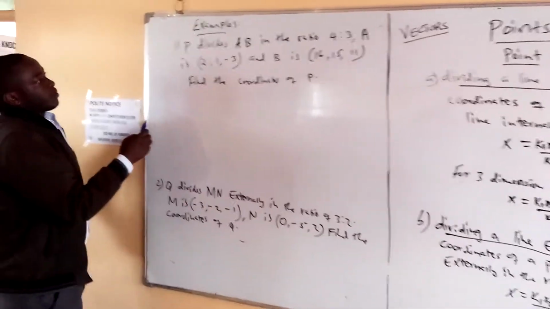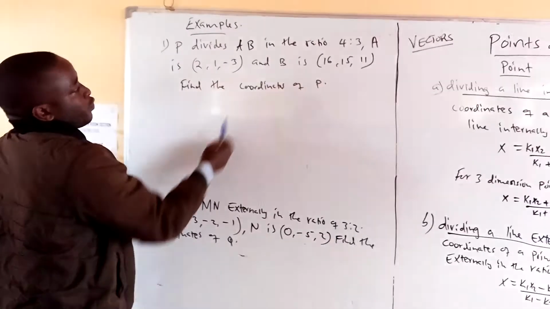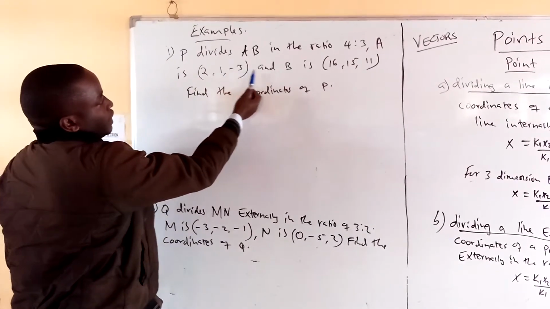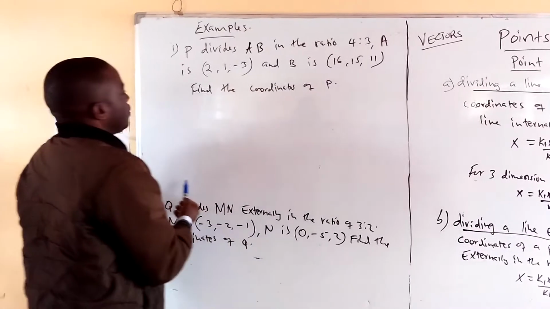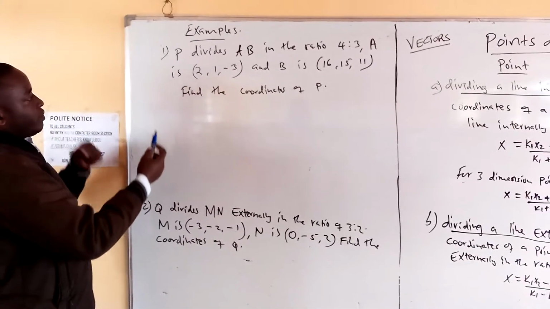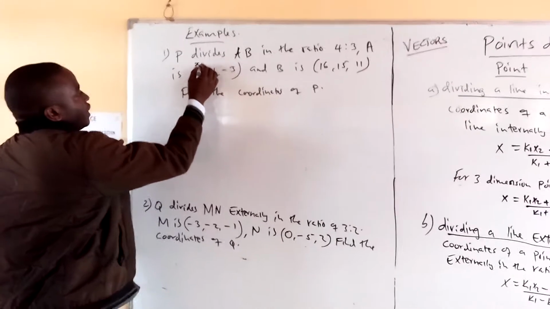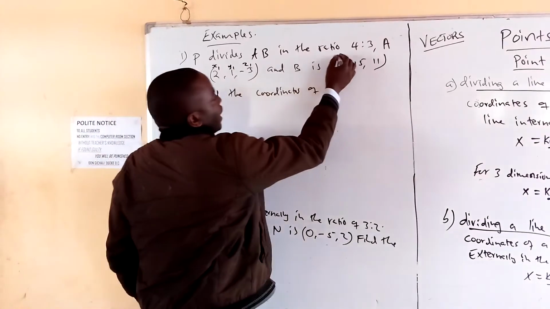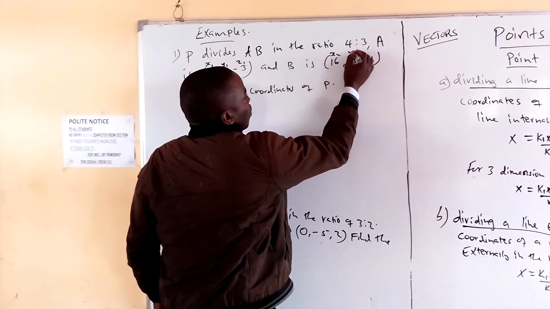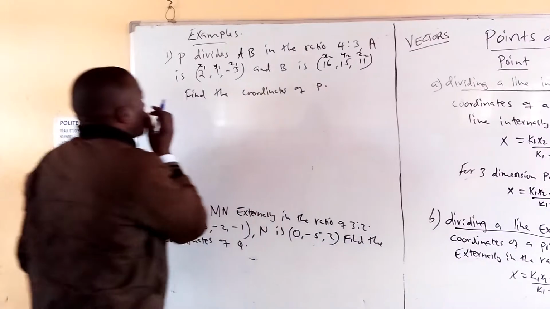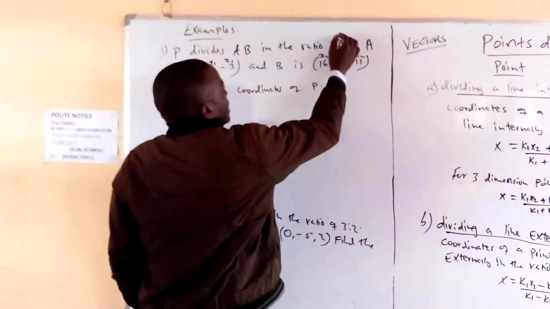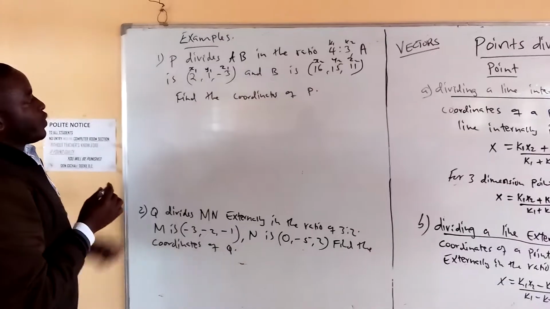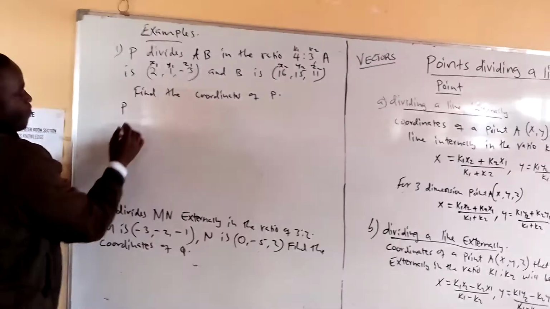Example. P divides AB in the ratio of 4 is to 3. A is (2, 1, -3), and B is (16, 15, 11). Find the coordinates of P. This is our x1, our y1, our z1. This is our x2, our y2, and our z2. So the ratios here, this is our k1, this is our k2, like we have discussed from above. So we find the coordinates of P.